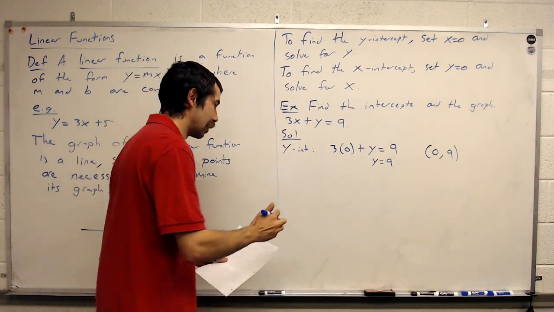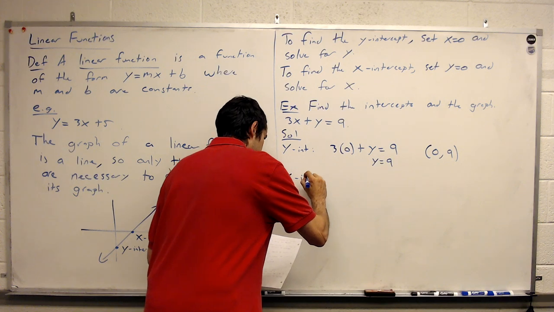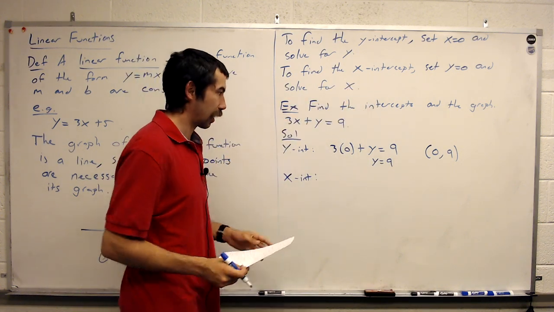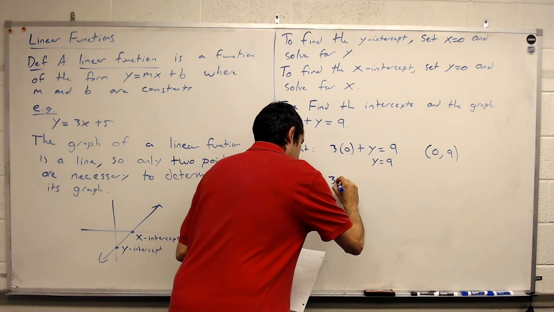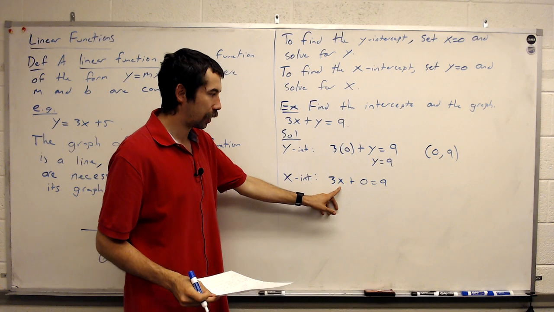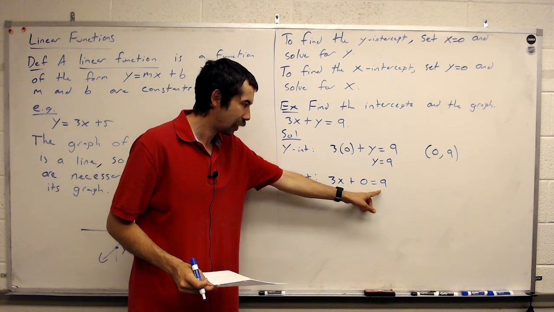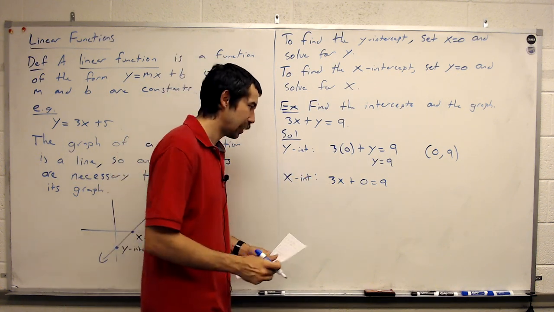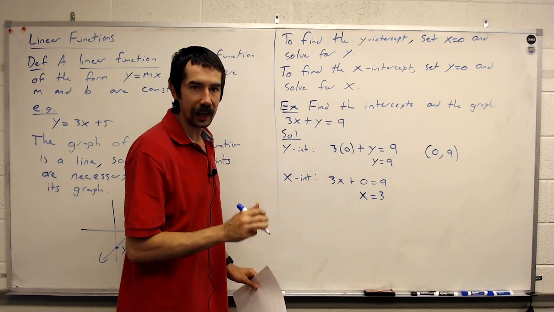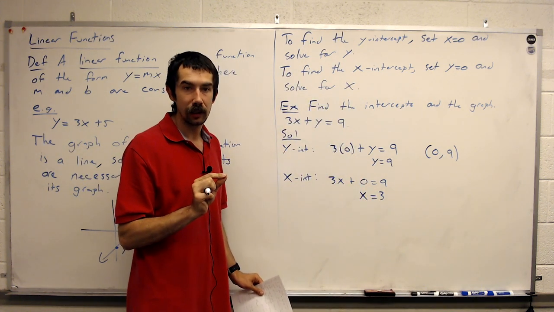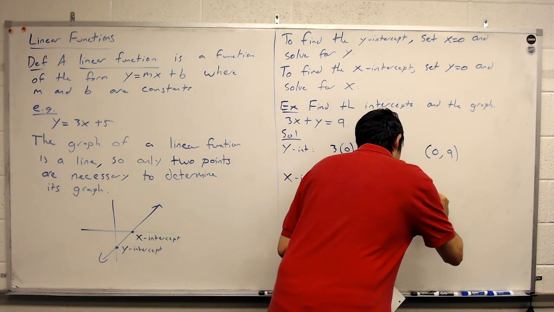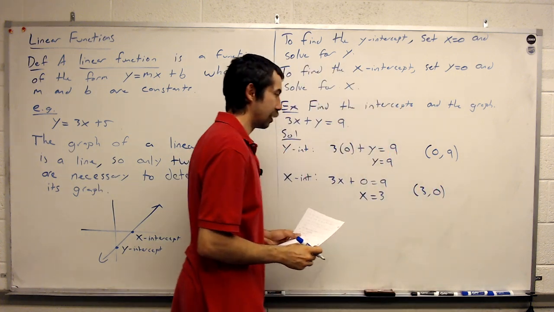All right, to get the x-intercept, set y equal to 0 and solve for x. So we have 3x plus 0, so 3x equals 9. Dividing both sides by 3, we get x equals 3. And again, the x-intercept is a point, so it has an x component and a y component. The x component is 3, the y component is 0.